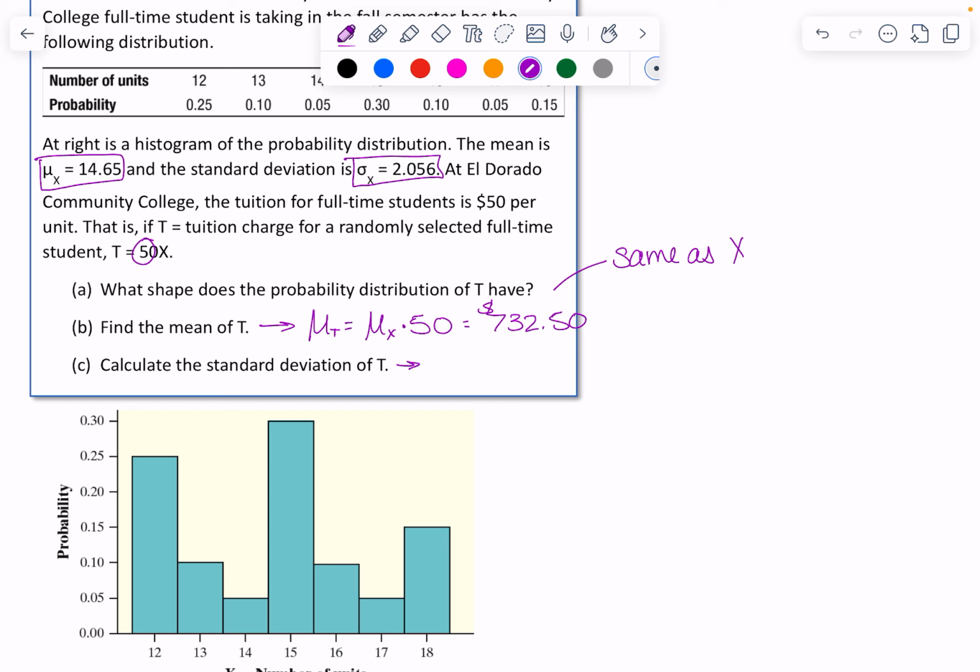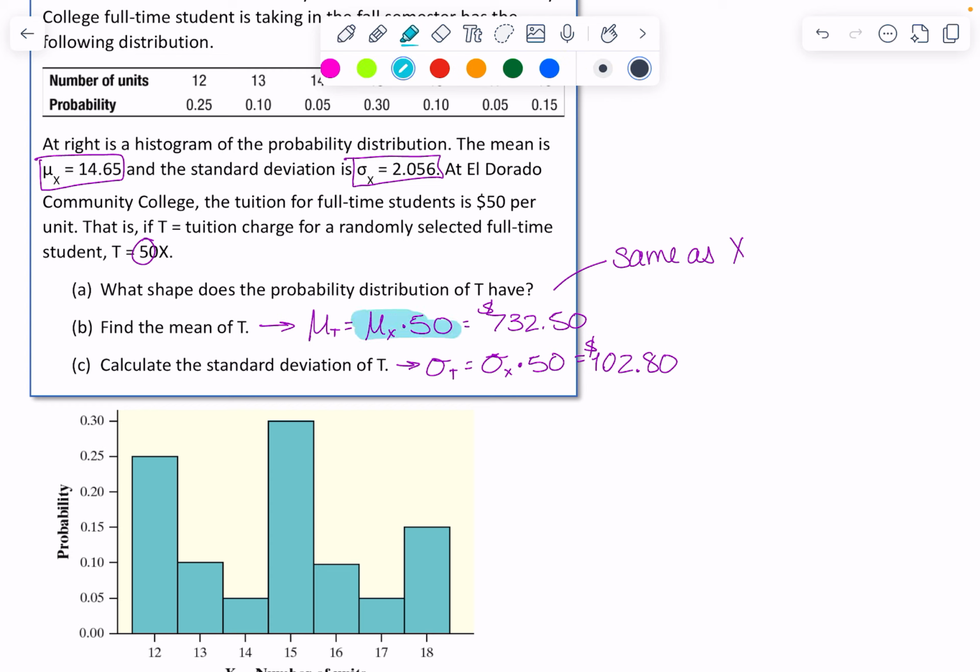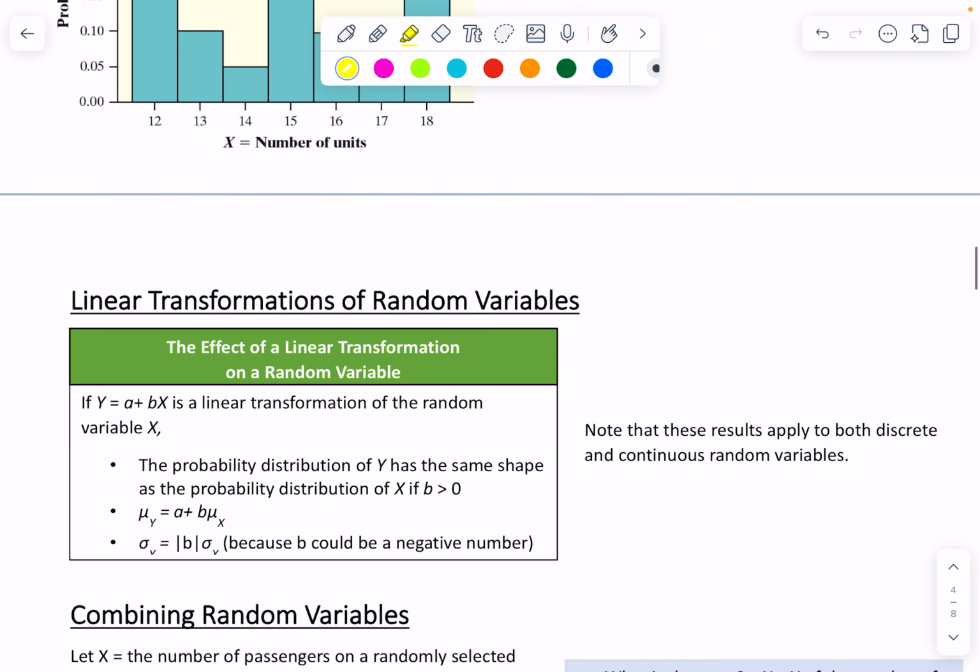Now the standard deviation of T. Standard deviation is affected by multiplication, so we're going to do the old standard deviation times 50. So 2.056 times 50, 102.8. So $102.80. Okay, so multiplication affects both the mean and the standard deviation. But again, shape, nothing happens to the shape. Shape is the same. Okay.